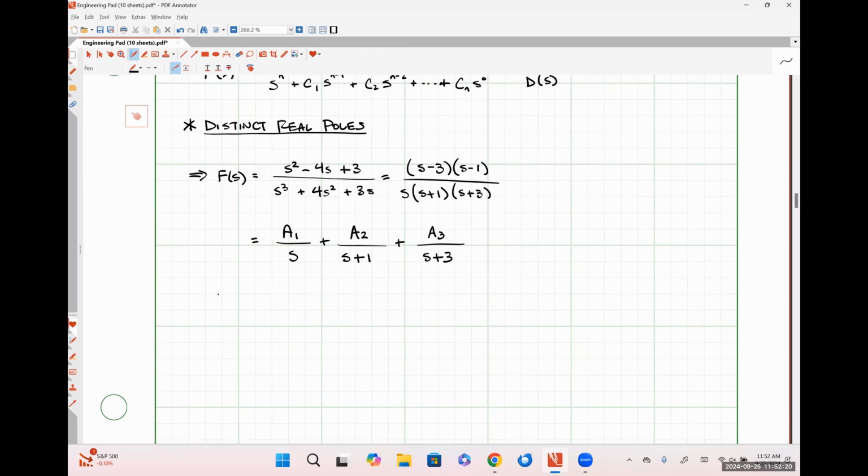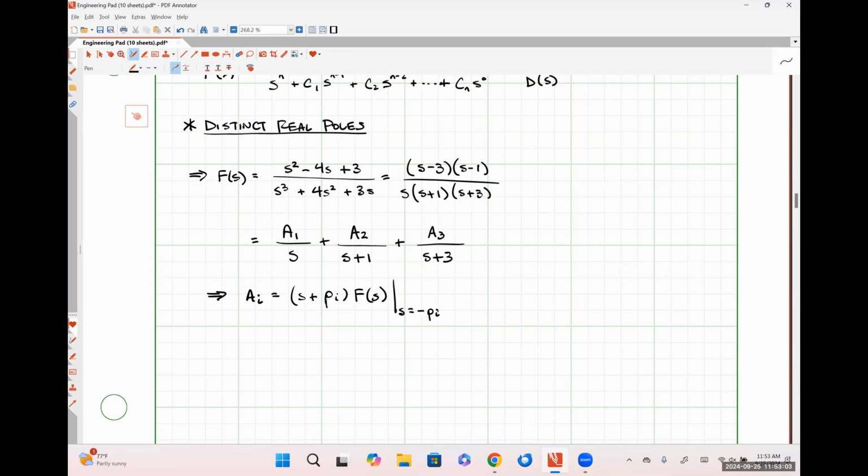So effectively, all I'm saying is a sub i, so this is just whichever expansion coefficient we're interested in, will be equal to s plus p sub i, where this is the pole value for a particular pole factor, multiplied by our original function in the s domain, evaluated at s is equal to negative p sub i.